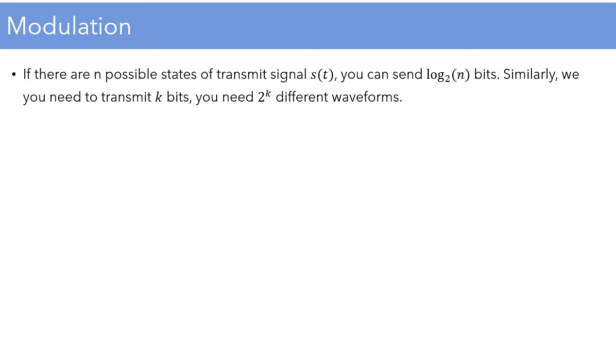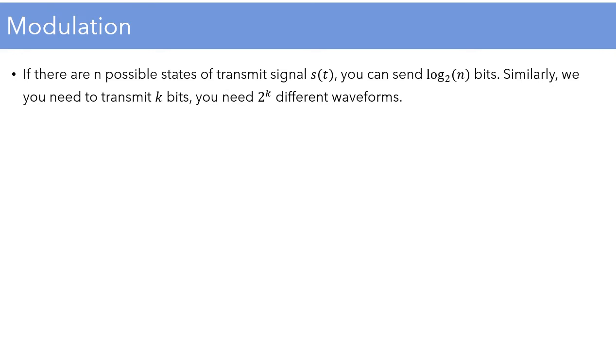So if we have n possible states of the transmit signal ST, this means that we have n different types of signals we can send as the transmit signal. Then this means that you can send log2 n bits in each symbol duration or each slot. So for example, if we have 2 types of states, we can send 1 bit, 0 or 1. If we have 4 types of states, we should be able to send 4 different states of the transmit signal, which means we can send 2 bits, because 2 bits will make 4 different types of states.